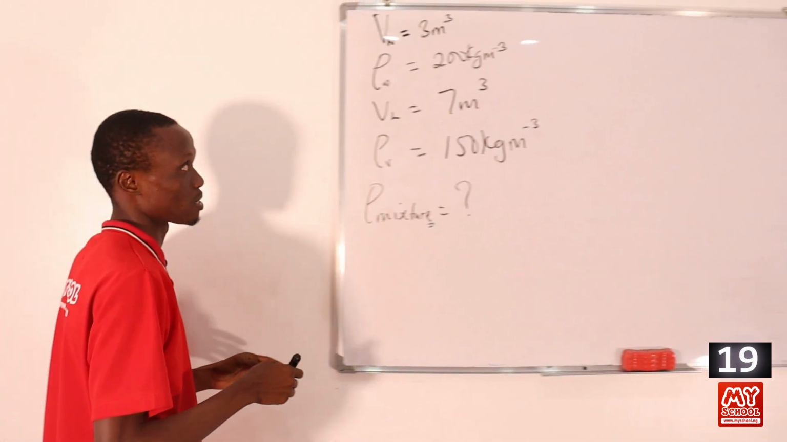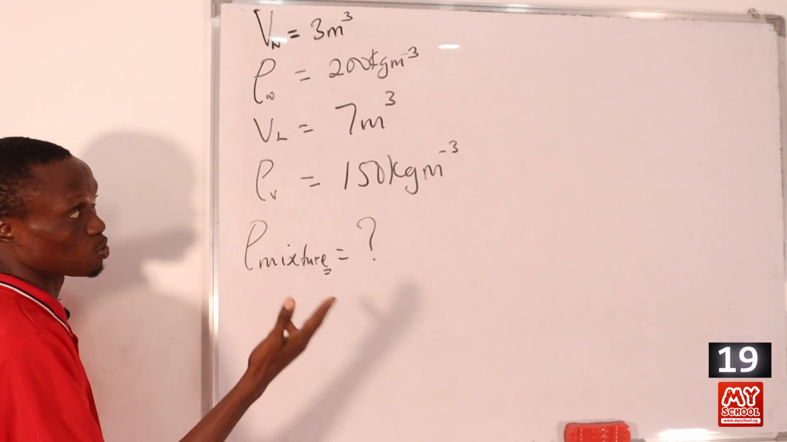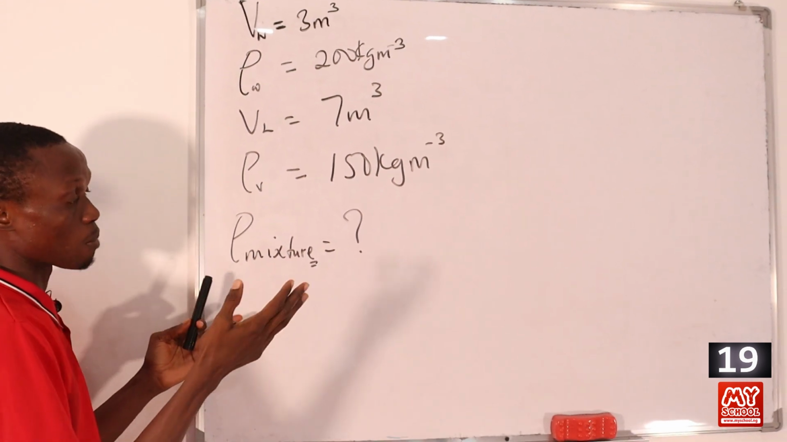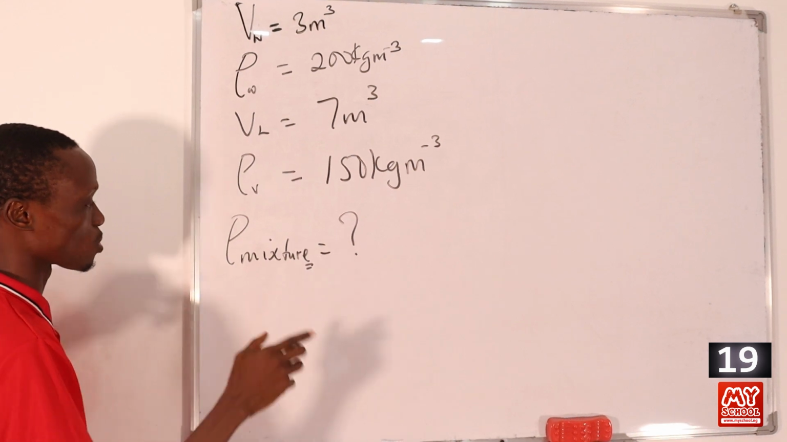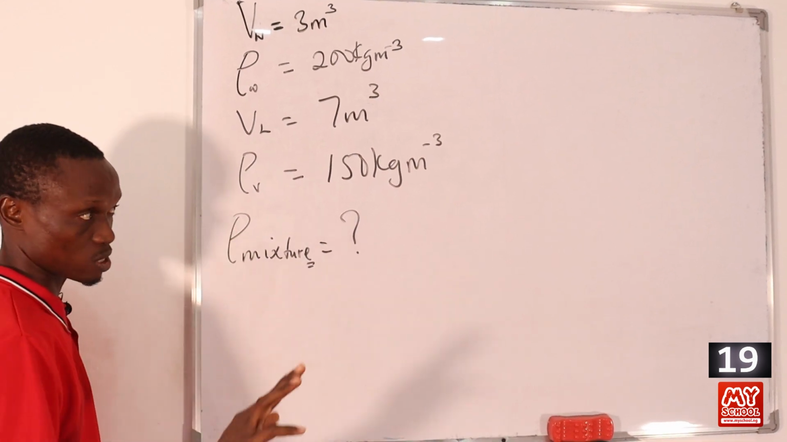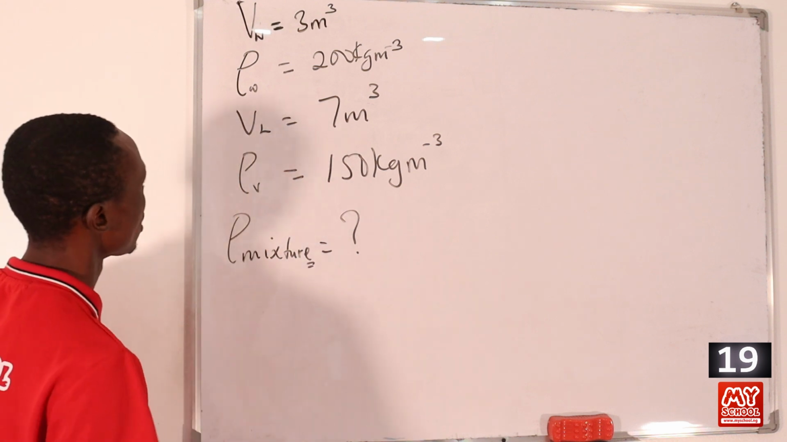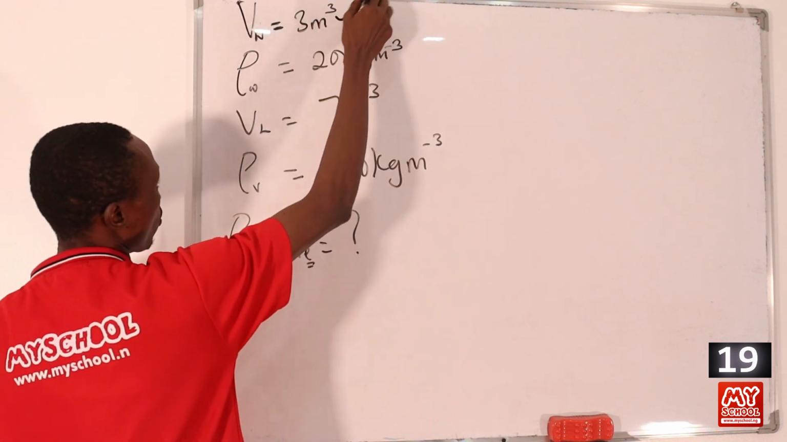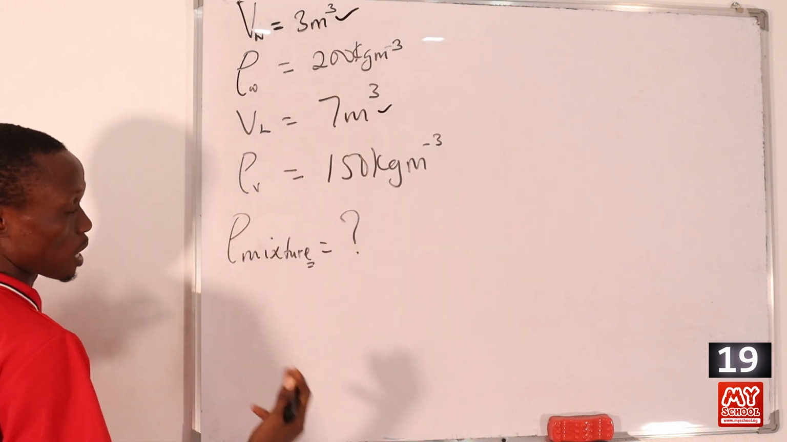So in this case, like I said, we can't just add the densities of the two liquids to get the density of the mixture, since the two liquids are mixed together. If we do that, our answer will be wrong, because density is not a linear quantity. It depends on volume and mass. Since we already know the volume of each of the liquids but we don't know their mass, we have to calculate their mass.